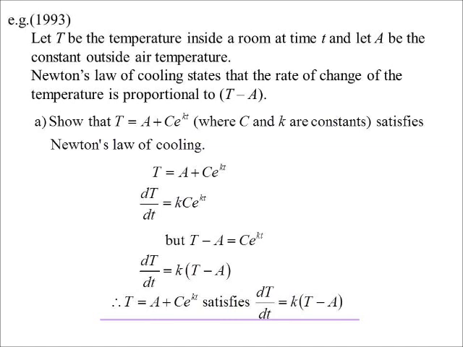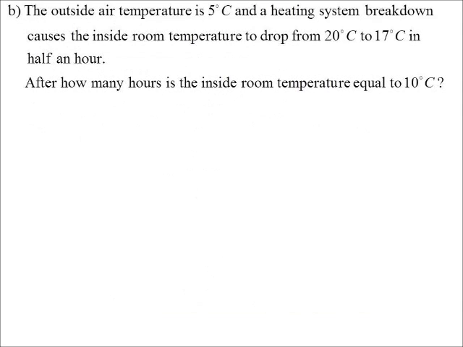They now tell us that the outside air temperature is 5 degrees Celsius. Certainly not currently, we must be talking about winter. And a heating system breakdown causes the inside room temperature to drop from 20 to 17 in half an hour. After how many hours will the inside room temperature be 10 degrees? All right, let's put it all together. So 5 plus Ce to the kt, because that outside air temperature is going to be the asymptote, if you like. So we know it's going to be 5 plus Ce to the kt.